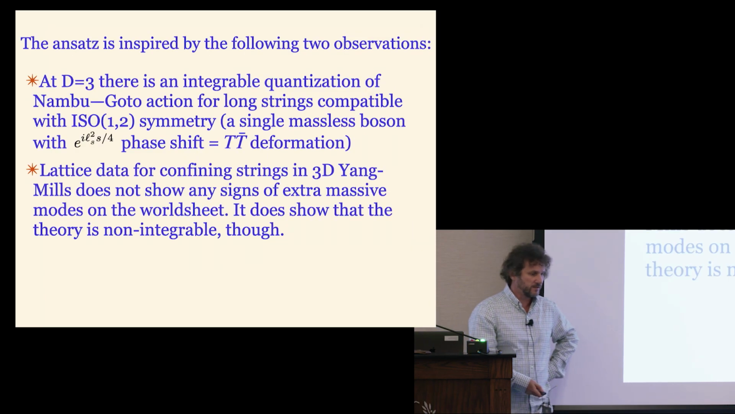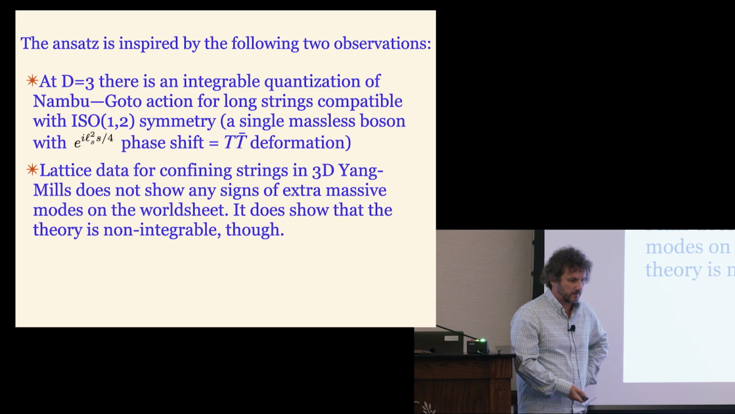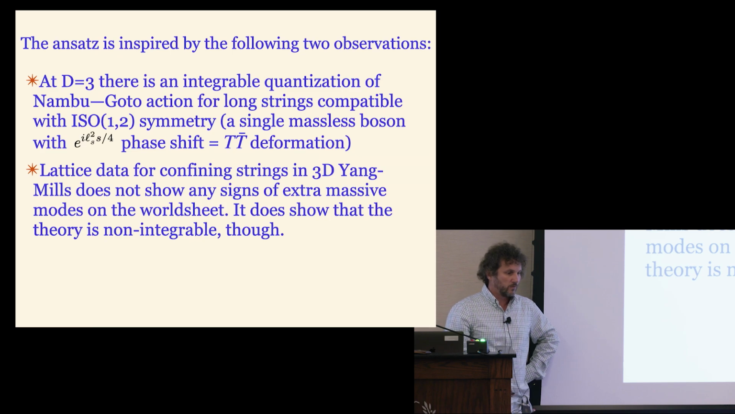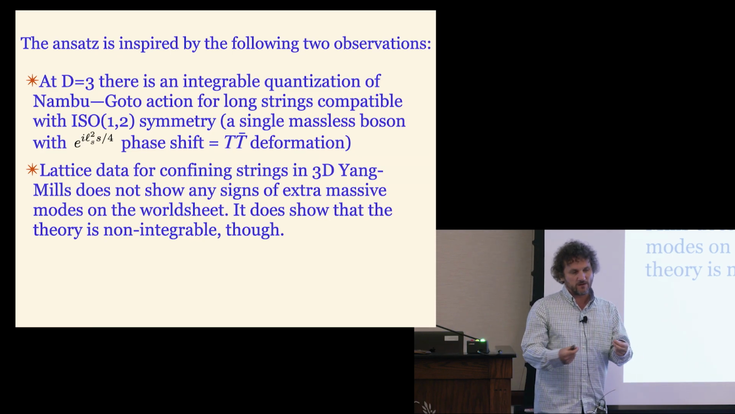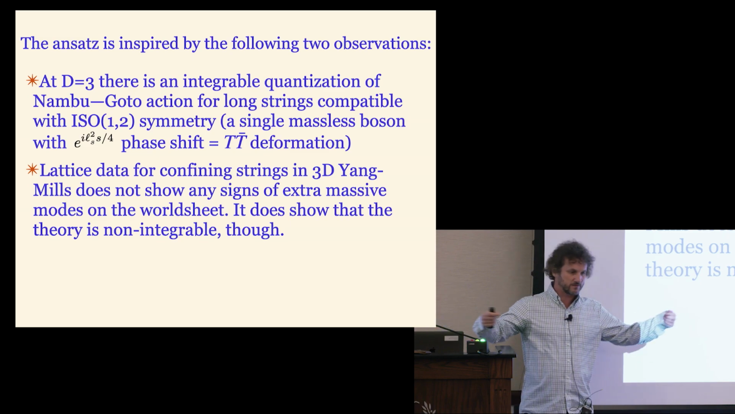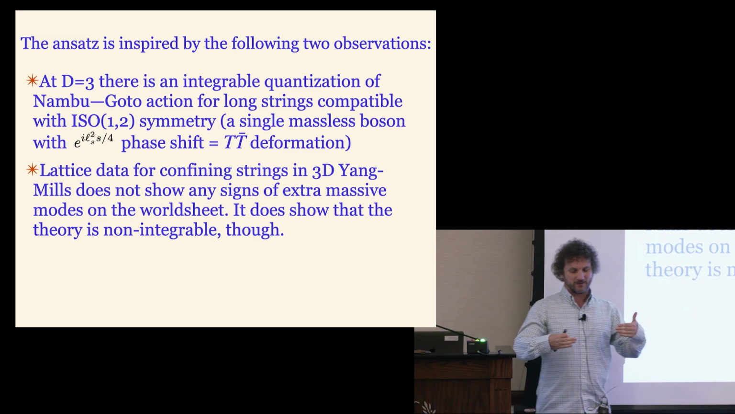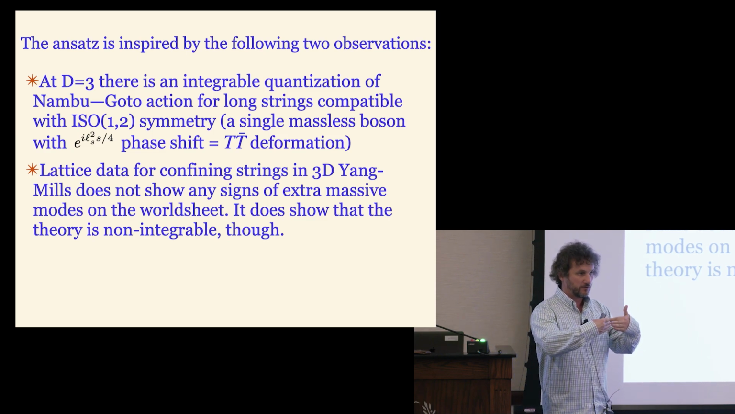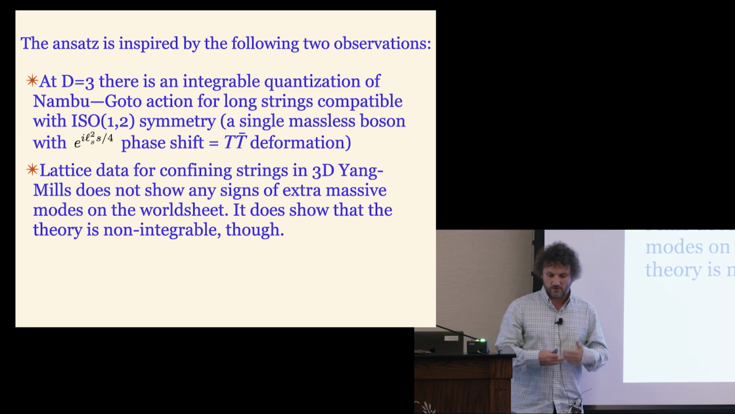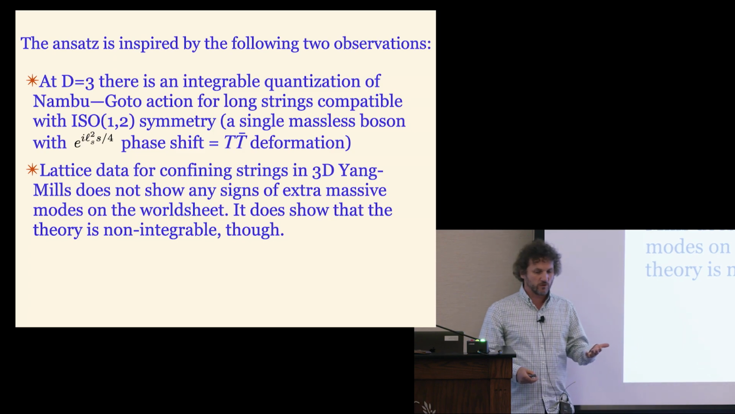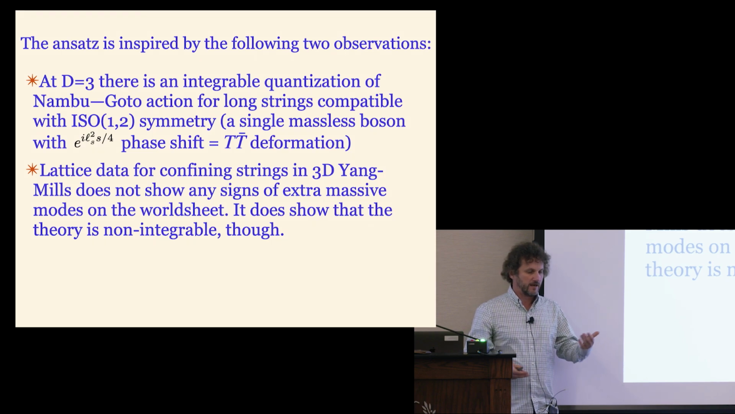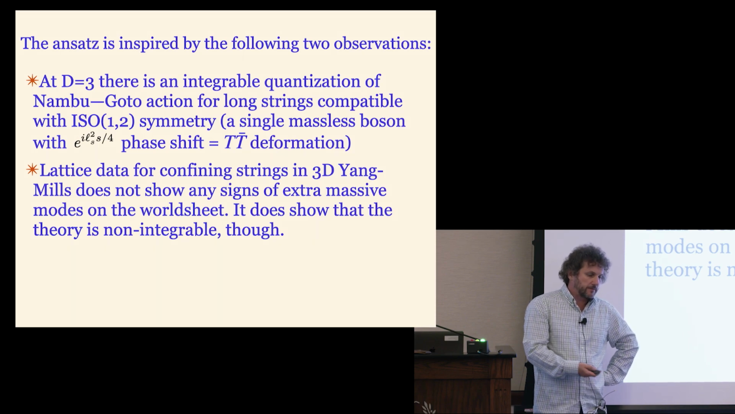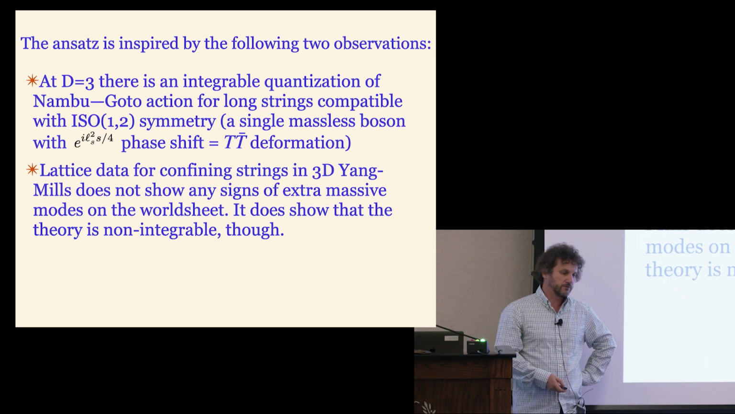The motivation for this ansatz was initially inspired by the following two observations. So first of all, in general, in any number of dimensions, if you consider a long string, to define the spectrum of all glueballs, one needs to specify what theory lives on the worldsheet of that confining string. For low-lying states, we can think just of Nambu-Goto, but in principle, one expects to find additional massive states. Now, there are two observations which make the D equals 3 situation special.